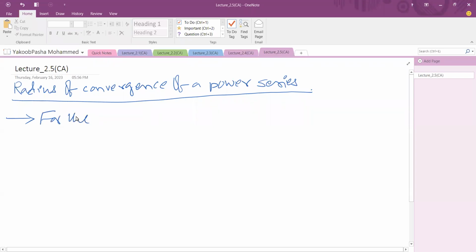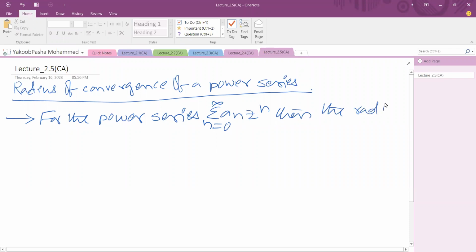First of all, we are taking a power series, summation n equal to 0 to infinity a_n z^n. This is the power series about the origin. Then the radius of convergence. For the radius of convergence, we have three formulas.